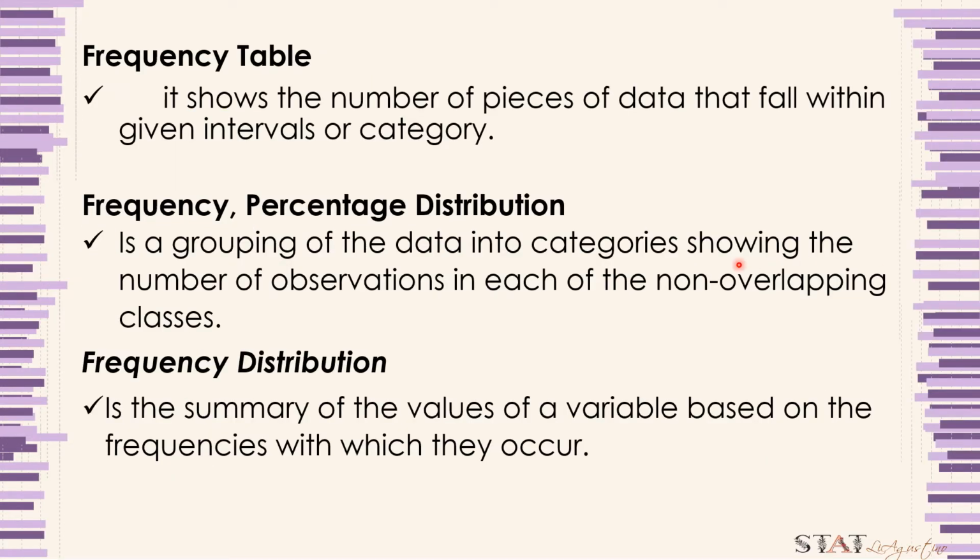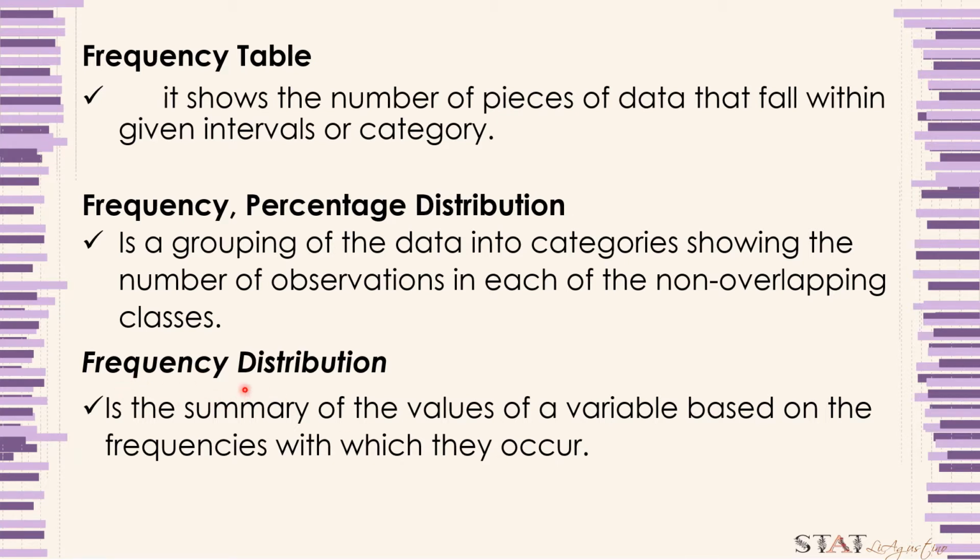Now, let's define what is a frequency table. It shows the number of pieces of data that fall within given intervals or category. And how about the frequency percentage distribution? It is a grouping of the data into categories showing the number of observations in each of the non-overlapping classes. And then what is frequency distribution? It is the summary of the values of a variable based on the frequency with which they occur.